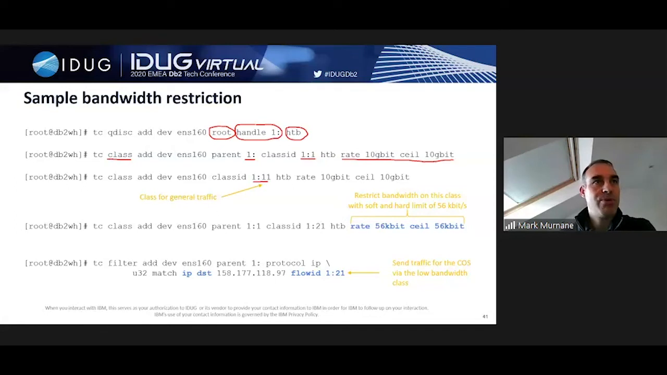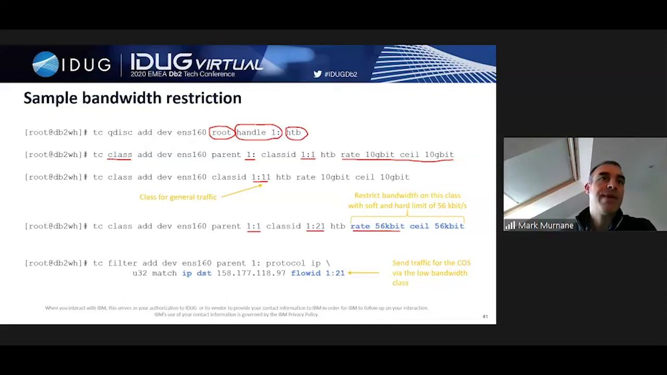So now we want to create one last class. This is class 121, and it is also going to sit in the hierarchy in parallel with the general class. But this time we are going to restrict the bandwidth. We're putting a very tight cap of 56K, kind of throwing back to the US Robotics modem days.